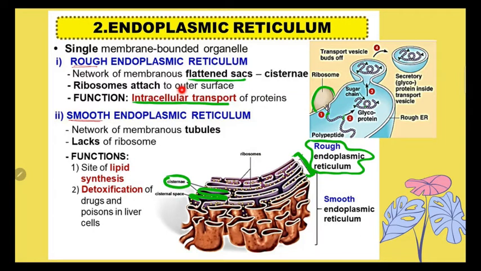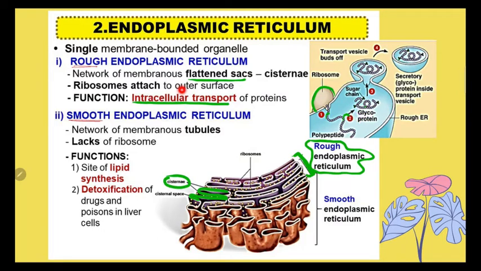The protein will be modified into glycoprotein, and then the glycoprotein will be budded off in a transport vesicle. The transport vesicle that contains the glycoprotein will be transferred to other organelles so that this protein will be processed. So the function of the rough ER is for intracellular transport. Membantu, membawa, mengangkut all the protein di dalam sel.